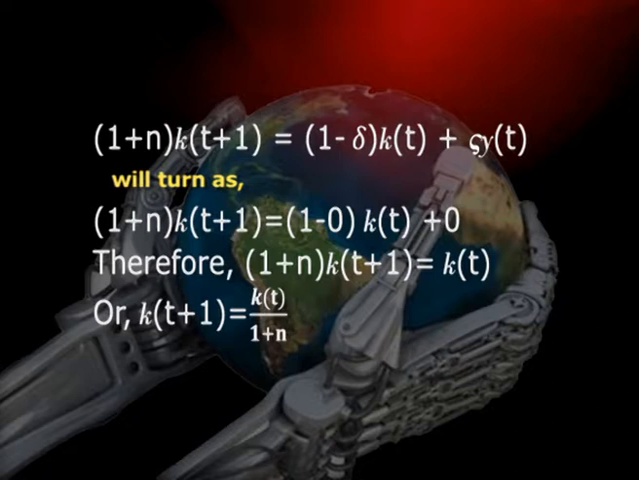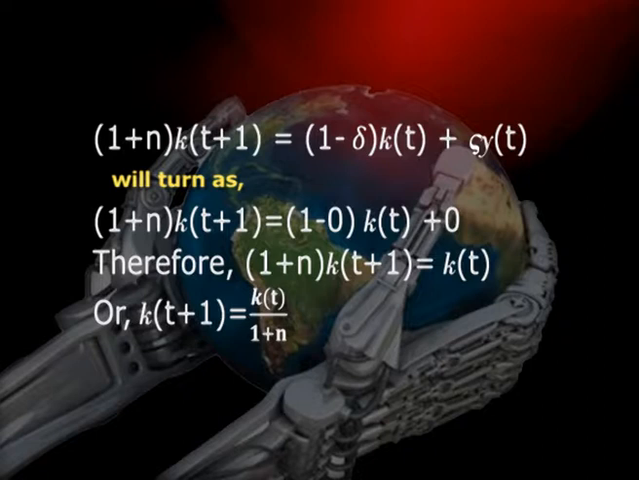This is an important conclusion of the Solow model. Now, if no new savings or investments were made in the previous period and so depreciation is also taken to be 0, then equation 4 is given as (1 + n)k_{t+1} = (1 - δ)k_t + σy_t, which will turn as (1 + n)k_{t+1} = (1 - 0)k_t + 0.